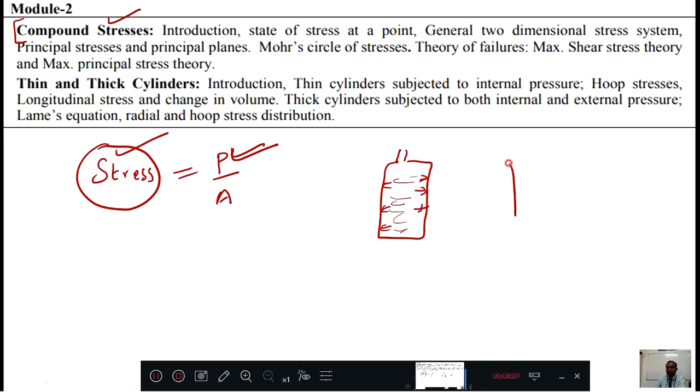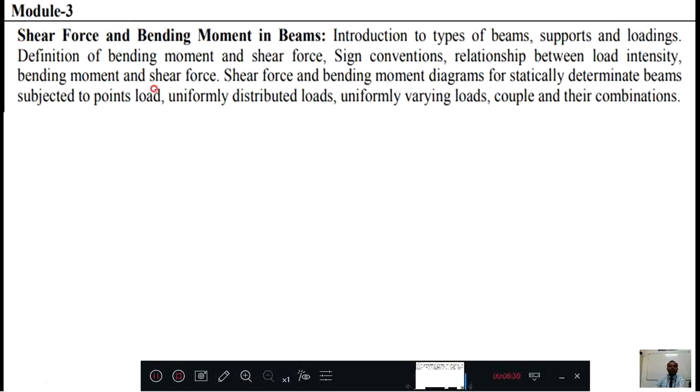And another very important example is your cylinder. Inside this cylinder compressed LPG will be there, and that will create a lot of pressure on the wall of the cylinder, whether this wall is ready to handle that or not. That we will study in the thick and thin cylinders. And in our third module we will study shear force and bending moment in beams.